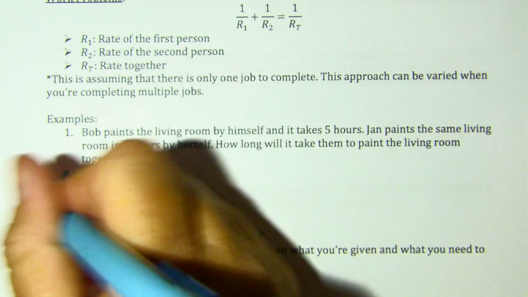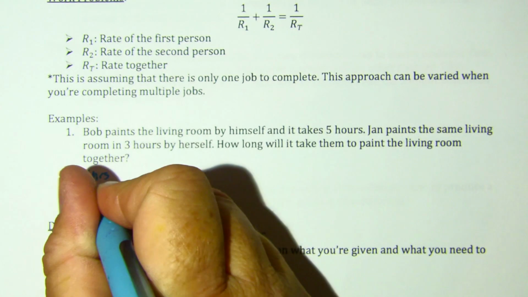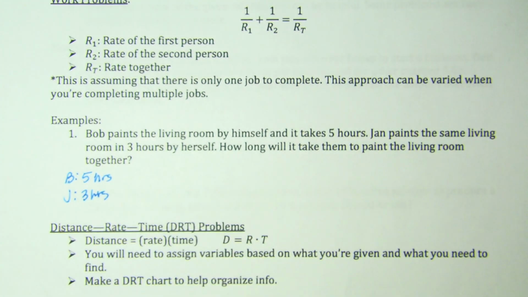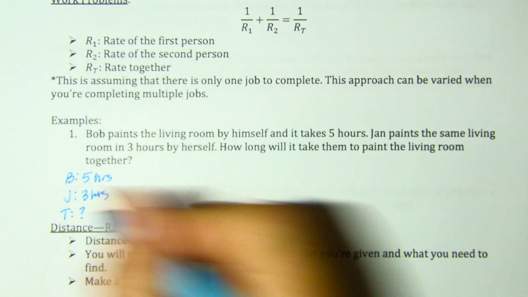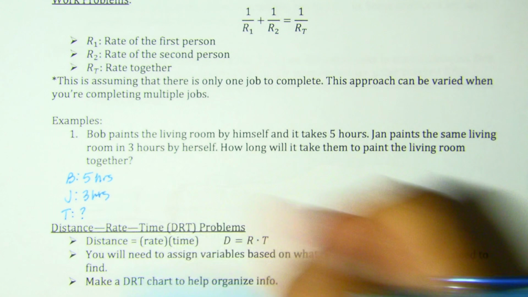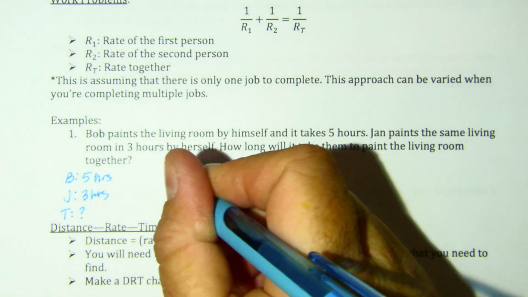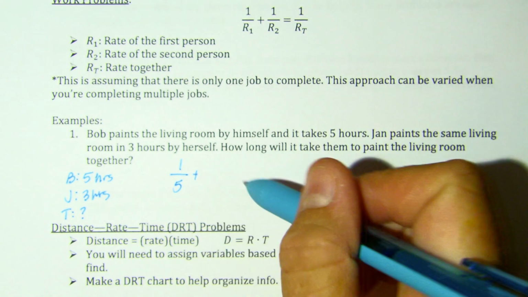And Jan paints the same living room in 3 hours. How long will it take them to paint the living room together? So I'll use T for together, and we don't know. So we have Bob's rate, Jan's rate, and we want to find their rate together. That'll be 1/5. They're painting 1 living room in 5 hours for Bob.